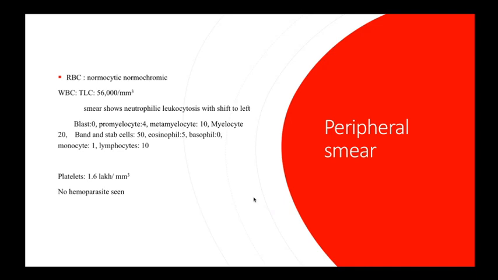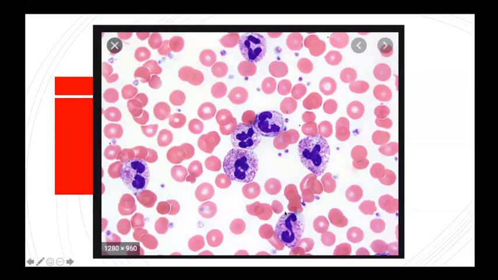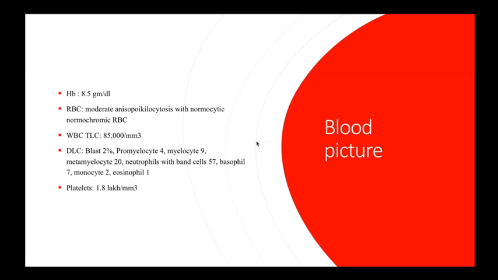No hemoparasites were seen. This is the smear showing predominantly band and stab cells, or neutrophils with shift to left, with presence of metamyelocytes and myelocytes, and these are mature neutrophils showing vacuolation and coarse granulation. In the second case, a 55-year-old male presented with history of easy fatigability and low-grade fever since 2 months. On examination, pallor was seen with hepatosplenomegaly. RBCs were normocytic normochromic with a WBC count of 85,000 and 2% blasts, again with shift to left. Platelets were 1.8 lakh per mm cube.